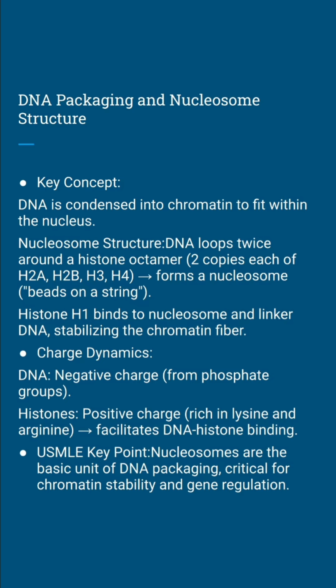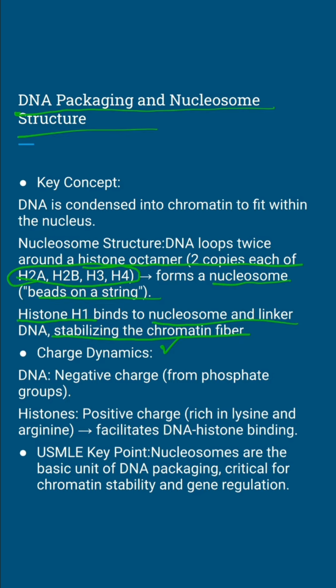First up, let's talk about how DNA fits into the nucleus, because that's a Step 1 favorite. Check out. It's all about the nucleosome. Picture this as beads on a string. DNA loops twice around a histone octamer made of two copies each of histones H2A, H2B, H3, and H4. That's the bead. Then histone H1 comes in like a stabilizer, binding to the nucleosome and the linker DNA to form a tight chromatin fiber. This packaging is crucial for fitting DNA into the nucleus and regulating gene access.